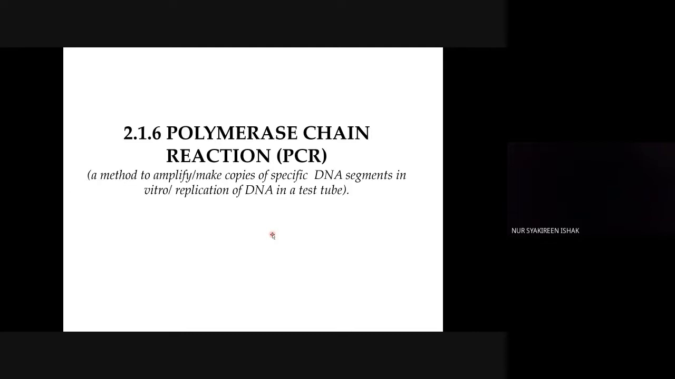We have to amplify the DNA first. Okay, make many copies of the DNA segment, the gene. Then only you can run for gel electrophoresis. Okay. So what is PCR? So PCR is a method to amplify or make many copies of specific DNA segments in vitro. In vitro, it means in the lab, okay? Or another term is replication of DNA in a test tube.